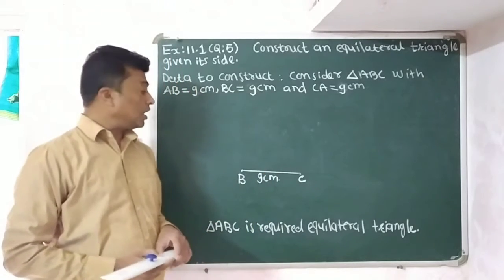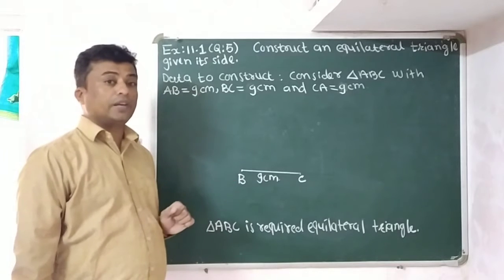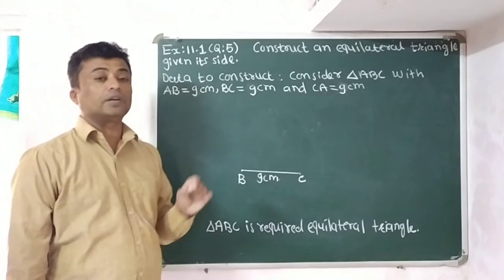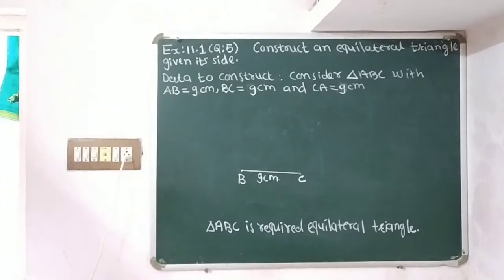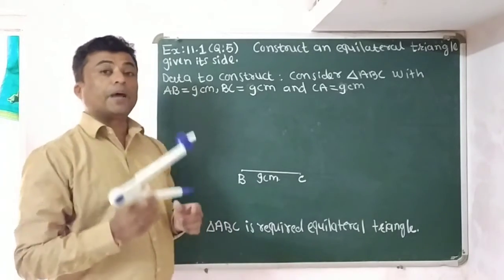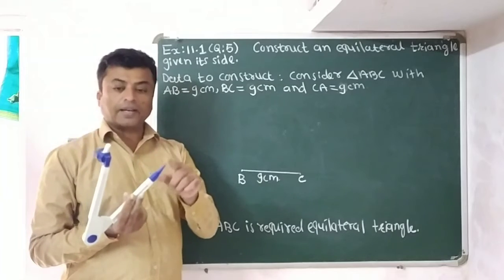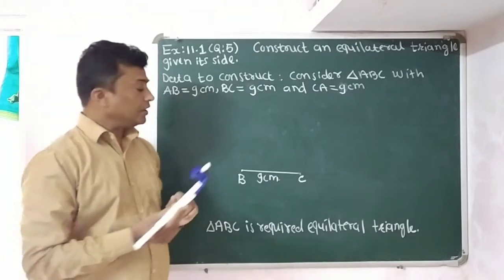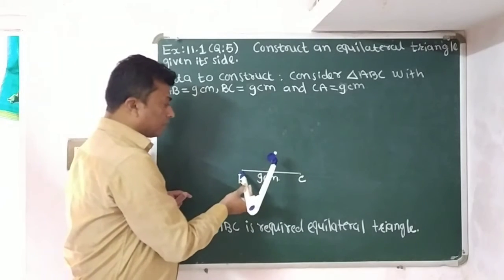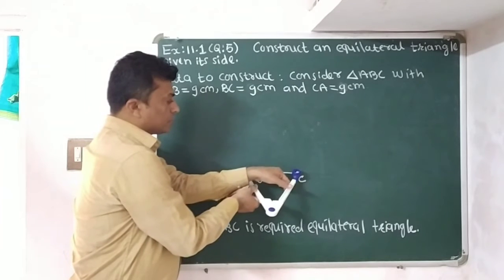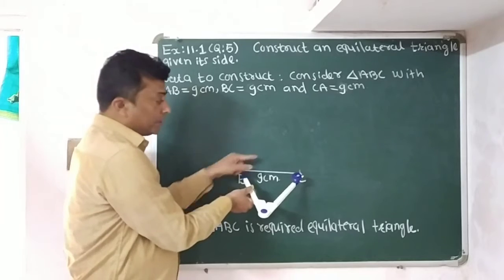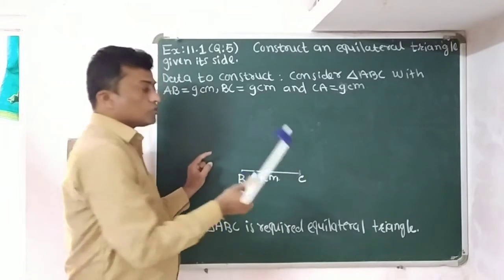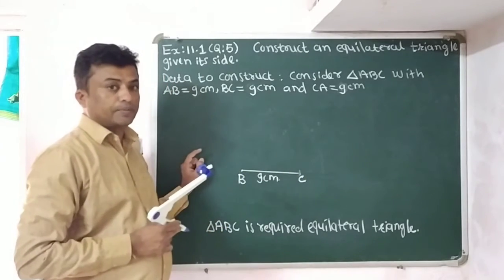Now we will construct line segment AB equal to 9 centimeter with the help of the pair of compass. This is the pair of compass, this is its metal end and this is its pencil end. Now I keep the metal end on B and the pencil end on C. So this radius is 9 centimeter.